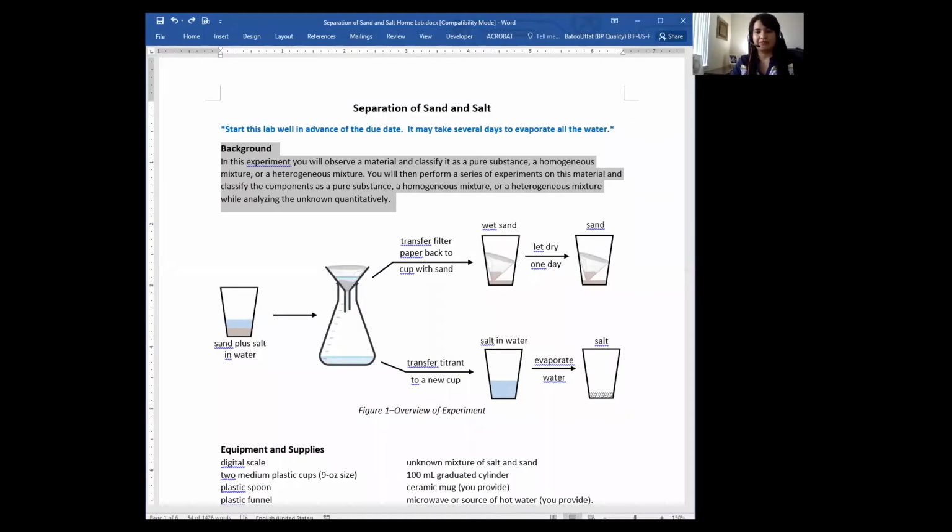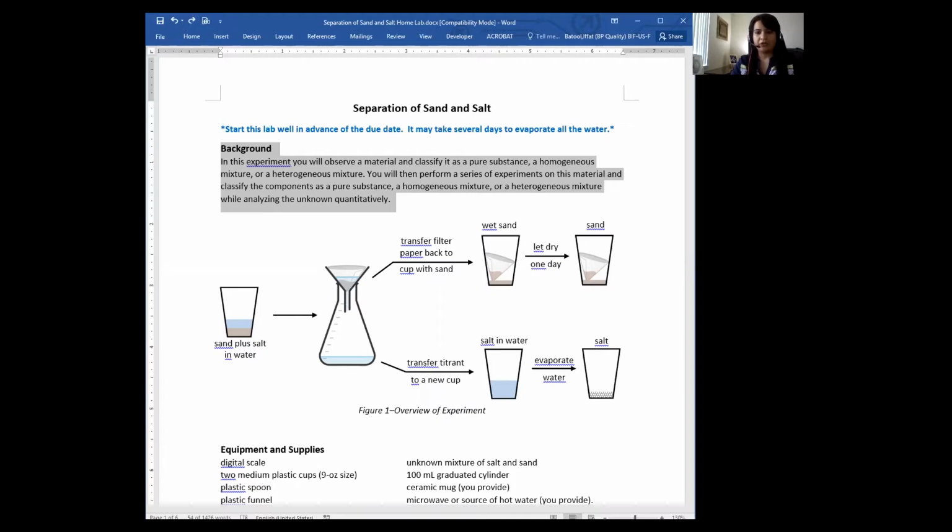Hello everyone. In this video, I will briefly demonstrate the separation of salt and sand lab. You will be doing this lab on your own. The procedure for this lab is available in Canvas under the Home Chemistry Lab folder.